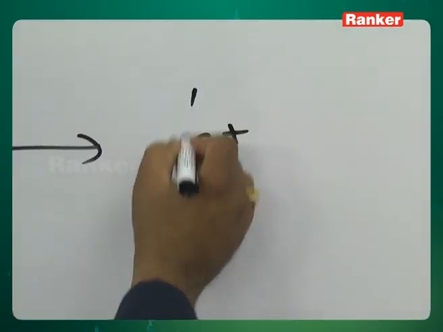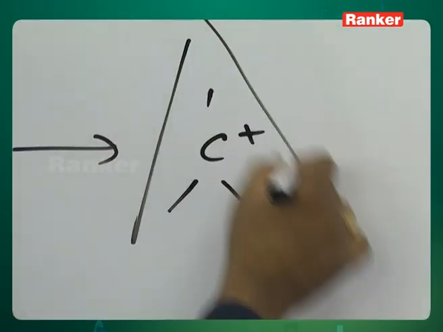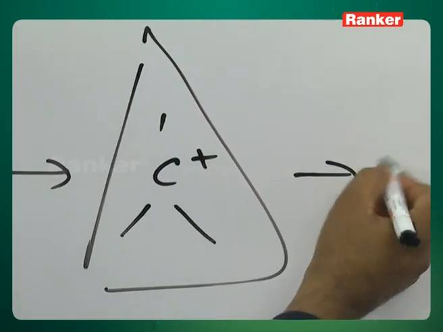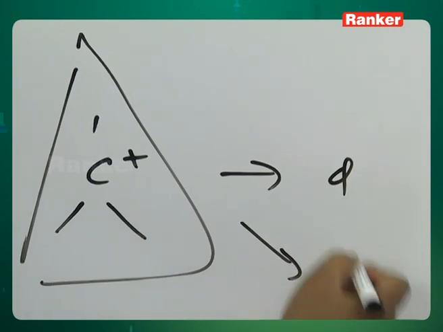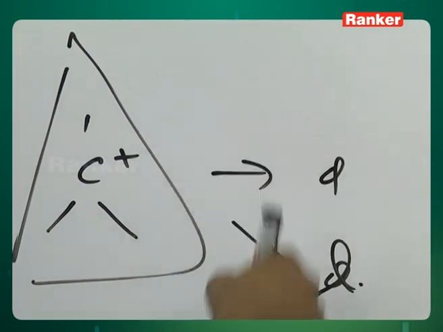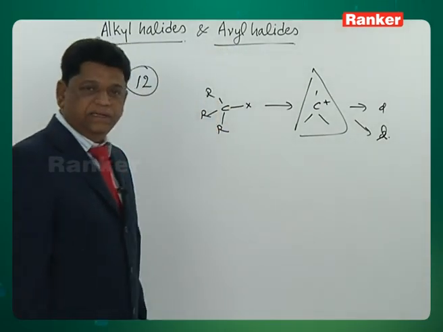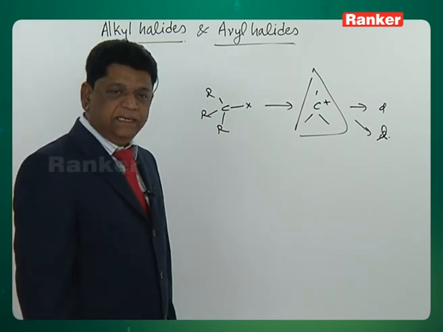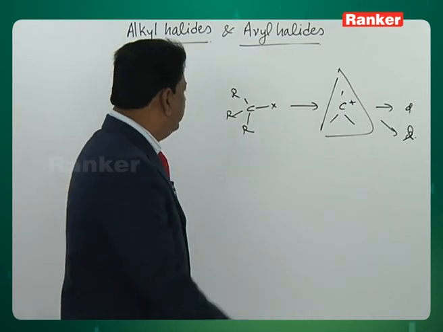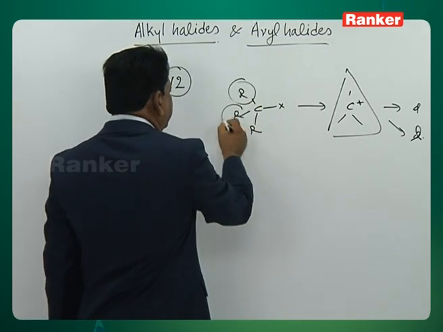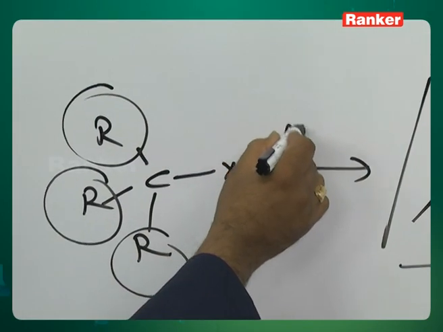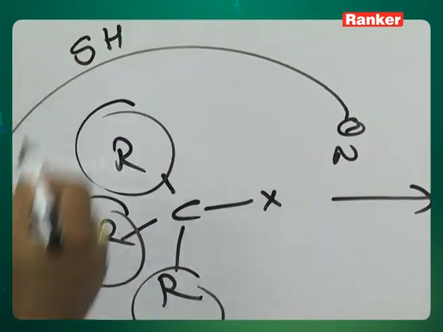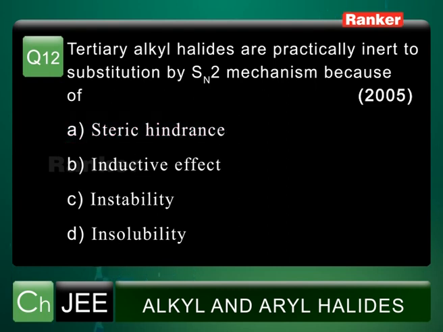So through a carbocation means you will get D and L types, the inversion and the retention type configuration containing products will be formed. But in this reaction, the tertiary alkyl halide, he says it is inert because of the bigger groups; the nucleophile cannot attack from the backside just because of what? Steric hindrance. So the answer goes to A.